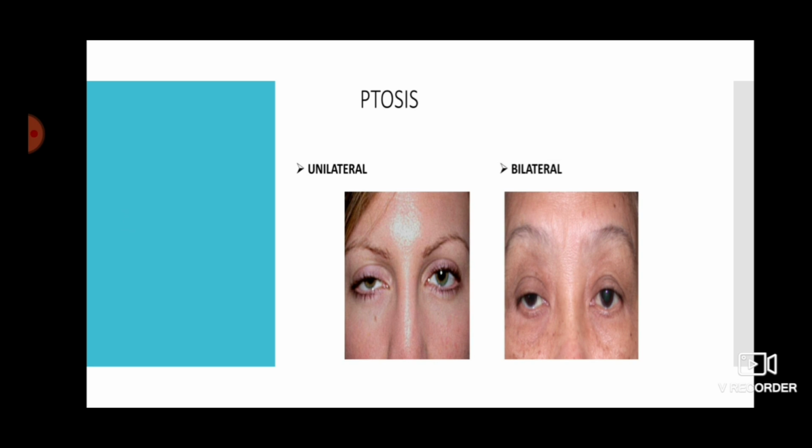This is how the ptosis looks like. Ptosis is nothing but drooping of the eyelid. This can be seen on one eye, or it can be in both the eyes. As you can see here, it can be unilateral or bilateral. Ptosis is drooping of eyelid.